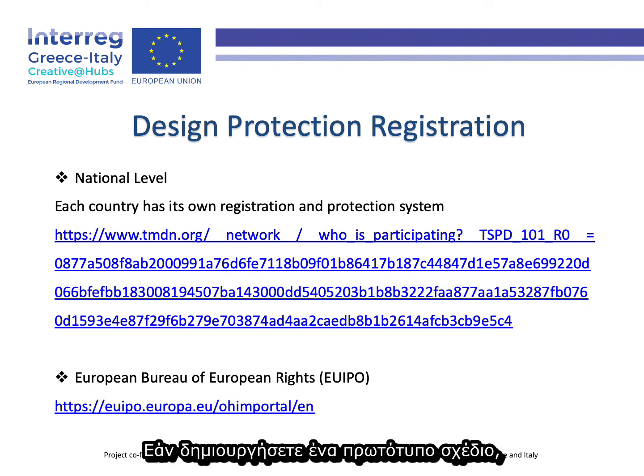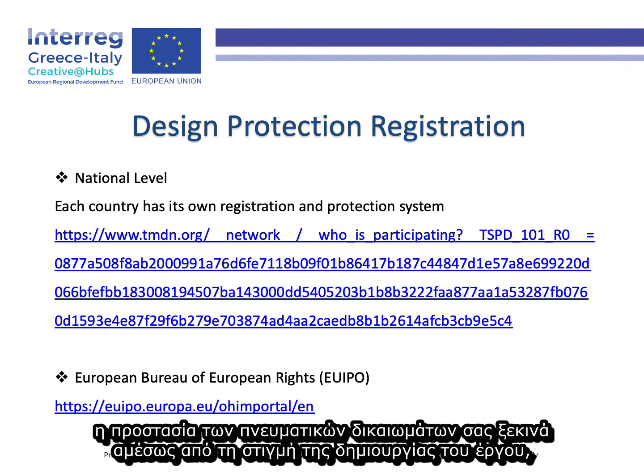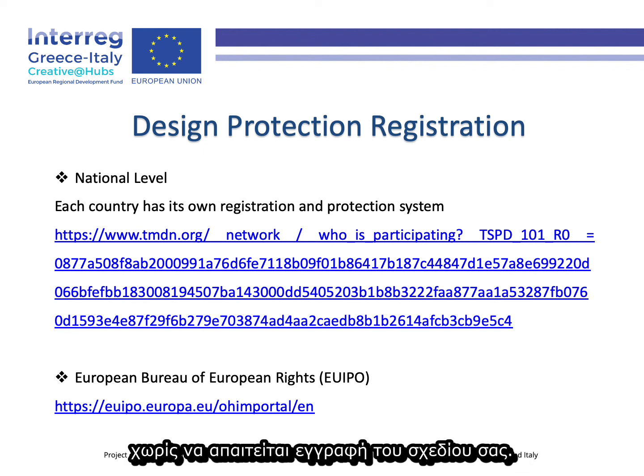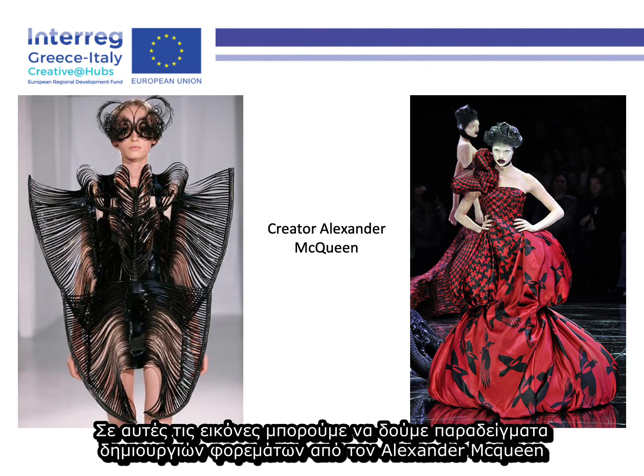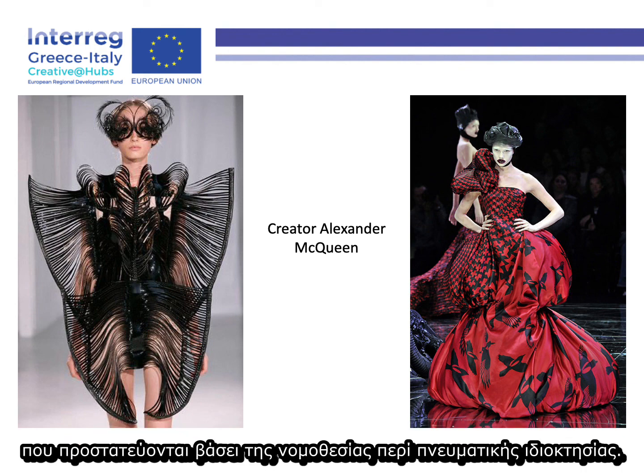If you create an original design, your copyright protection starts immediately from the moment of the work's creation, without the need for any registration of your design. In these pictures we can see examples of dress creations by Alexander McQueen that are protected under the provision of intellectual property law.